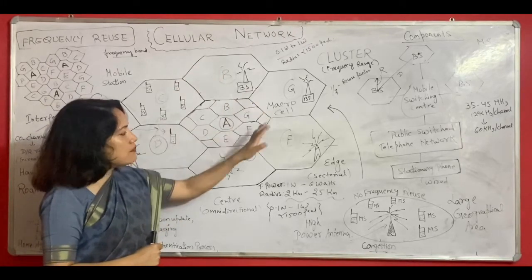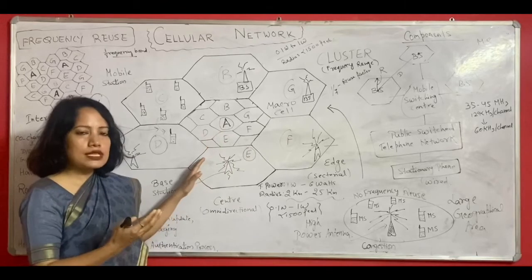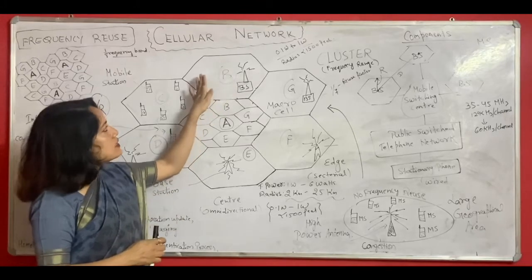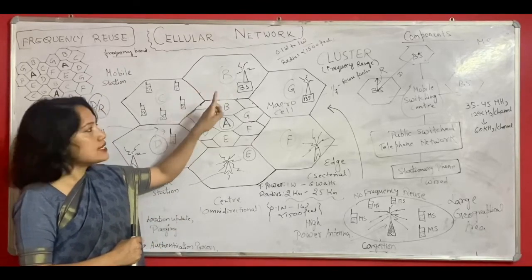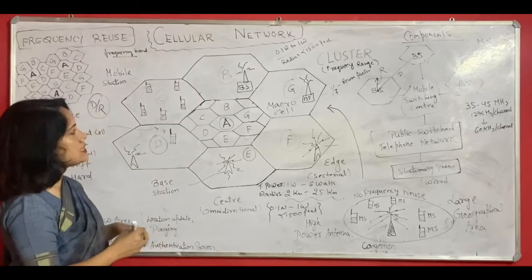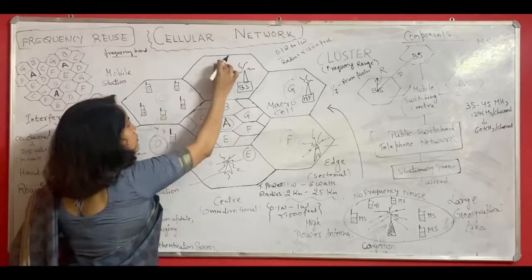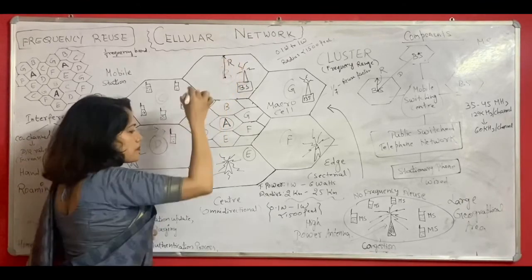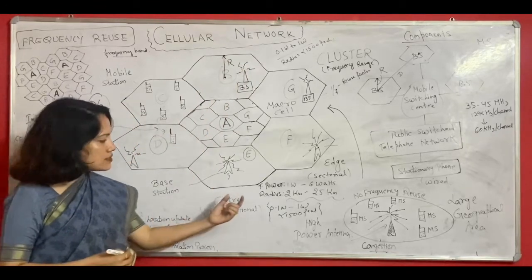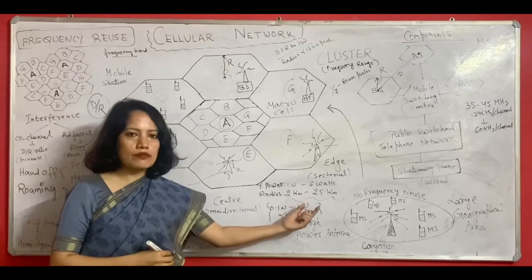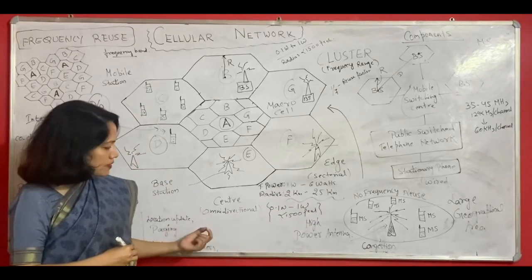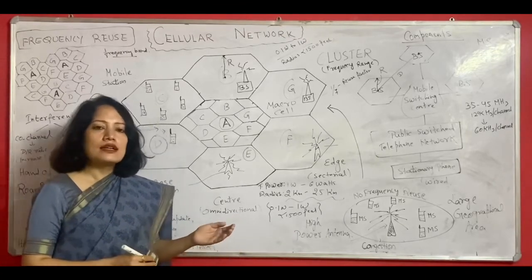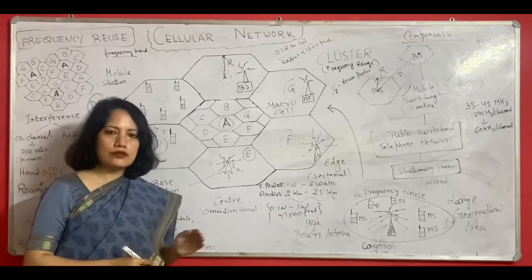Now the cell, depending upon its size, can be called a macro cell, micro cell, picocell, and so on. A cell is defined by its radius. Radius means the distance from the center of the cell to any of the edges. So if this is the center, then this is called the radius of the cell. For a macro cell, the radius ranges from 2 kilometers to 25 kilometers. For a micro cell, the radius is less than 1500 feet. And if it is a picocell, then the radius is reduced to an even lesser value.